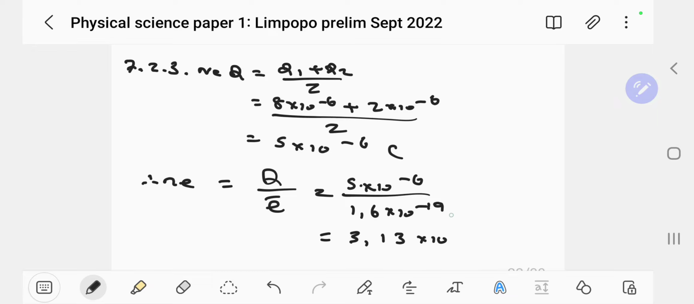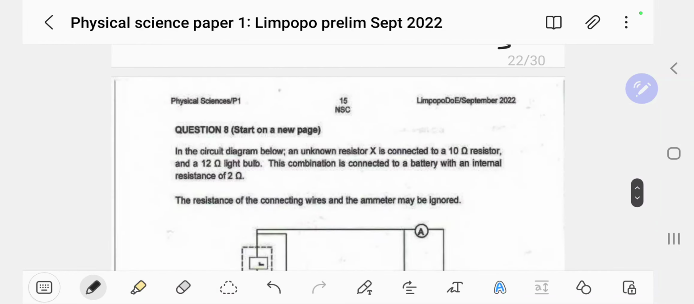3,13 times 10 to the 13 electrons. Okay, that is quite a number of them. Again, this was a 4-mark question, so I guess that is important in this one, and then this substitution in the answer. So this is how you crack question 7.